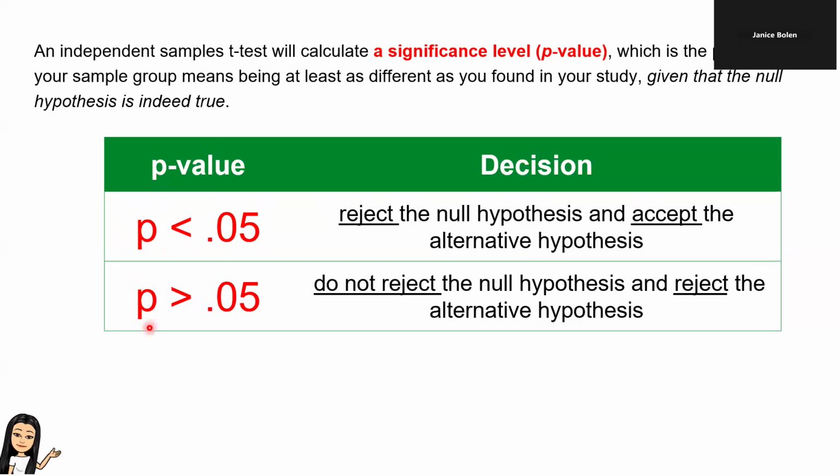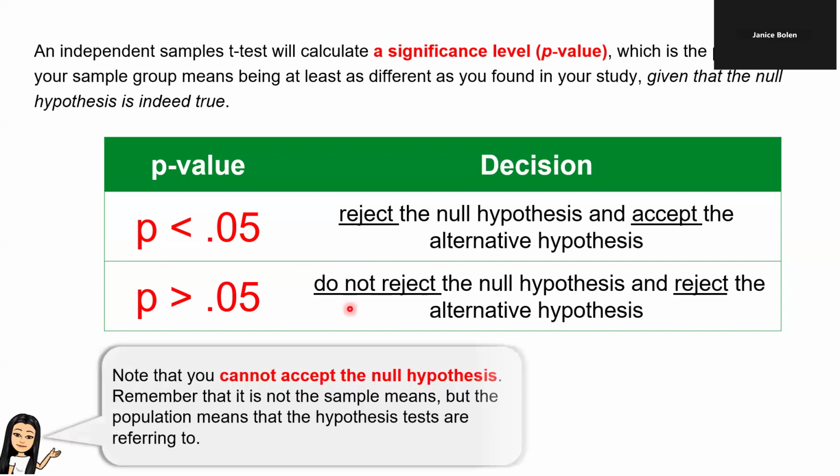Correspondingly, if the p-value is greater than 0.05, our decision is not to reject the null hypothesis. That means we are going to conclude that there is no significant difference. Take note, we cannot say that we accept the null hypothesis. Take note of that.